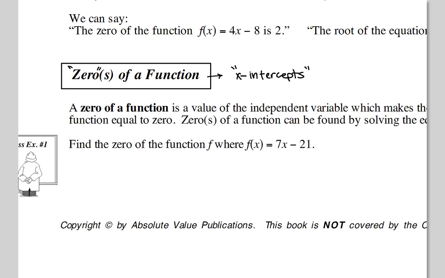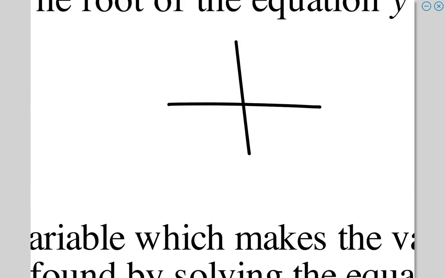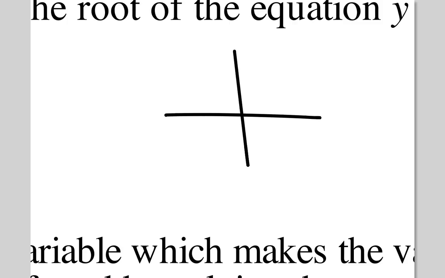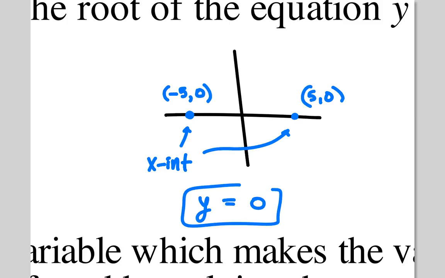So what does it mean for a function to be 0? It means that the y value is 0. So if I put a point on the x-axis, this is called an x-intercept. Do you agree? This is also an x-intercept. Do you agree? What do they have in common? While they might have different x values, what value is the same? The y is both 0. So y equals 0. This is what you're trying to solve.